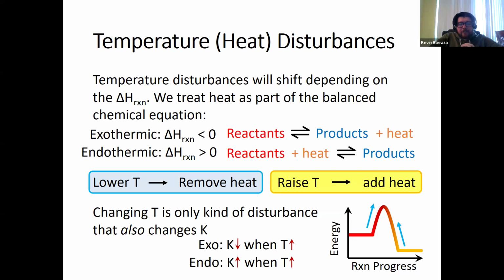Temperature is the only disturbance that actually changes the number value of K when we're discussing disturbances.